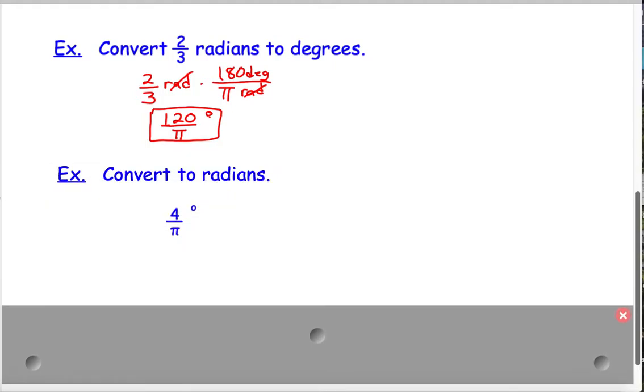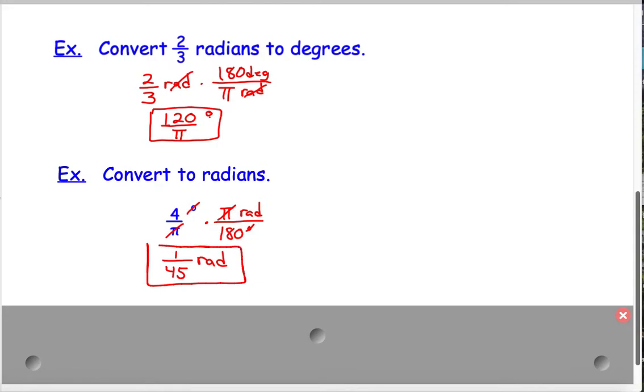All right, how about one last one? Let's convert this to radians. So these are in degrees. Don't let it fool you that there's a pi there. We have a degree symbol here. So this is in degrees. So if it's in degrees, we want to cancel the degrees, so that goes in the denominator, and pi radians will go in the numerator. So now my degree units cancel, and my answer is in radians. In this case, the pi's will also cancel, and we get 4 over 180, which is 1 over 45, I believe, radians.